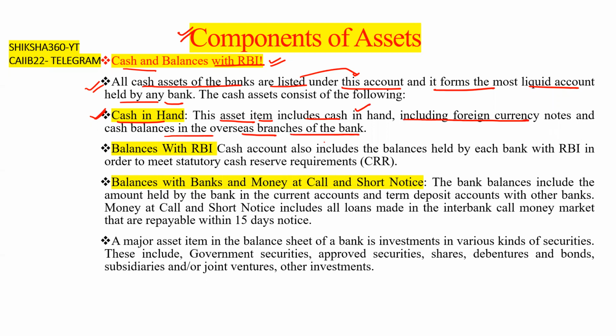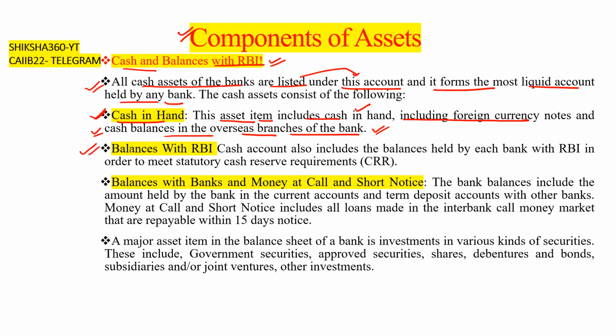So what we have to include under the cash in hand, clear. This asset item includes cash in hand including foreign currency notes and cash balances in the overseas branches of the bank, clear.